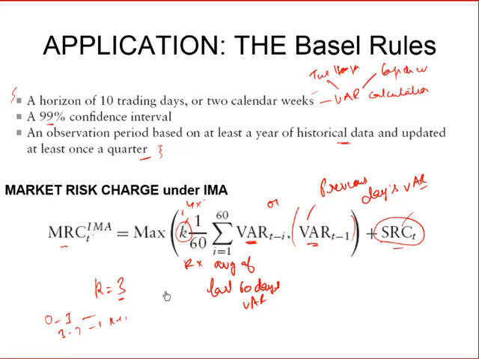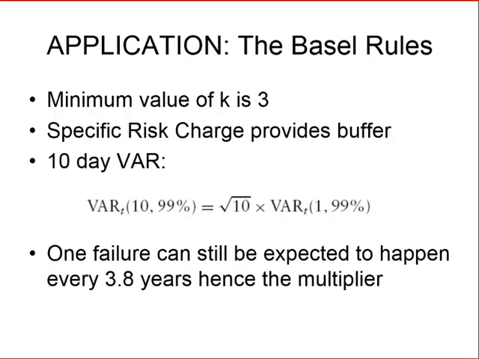If more exceptions are found, that means your VAR calculation is not very good. Hence this K will keep increasing. You can please go back in that section, that is backtesting VAR, and see what Basel prescribes about this K. But on an average, K is kept at a minimum of 3. We'll discuss a little more about this K in the coming slide. So the minimum value of K is 3. The specific risk charge, or the SRC, that is added at the end is to provide an additional buffer in the case of an event.